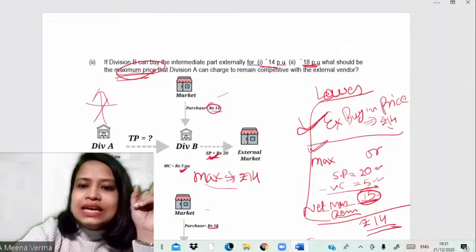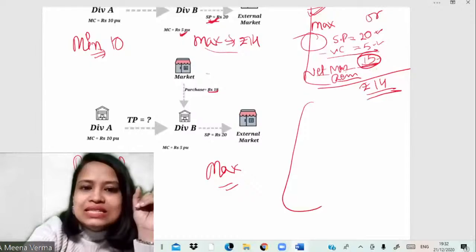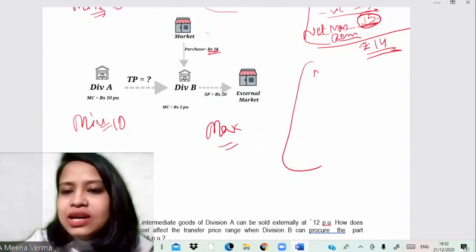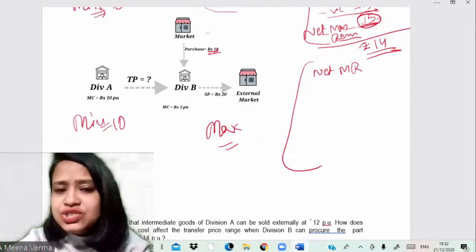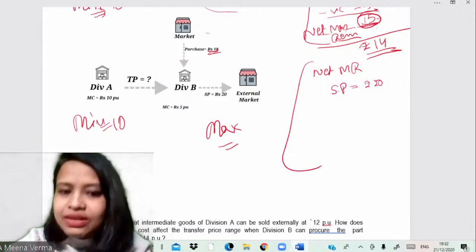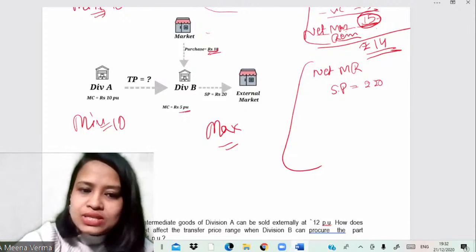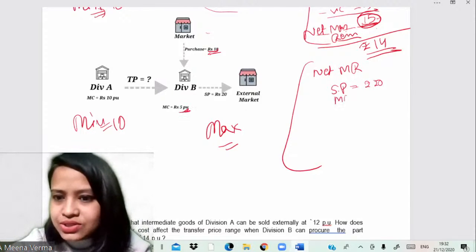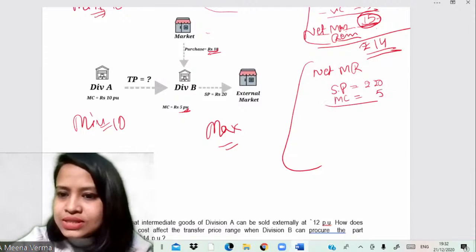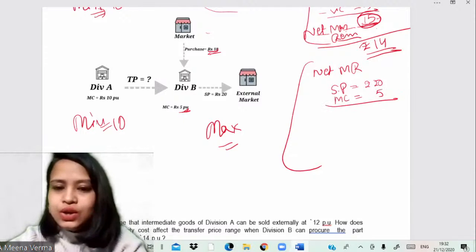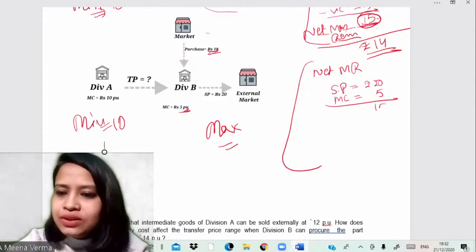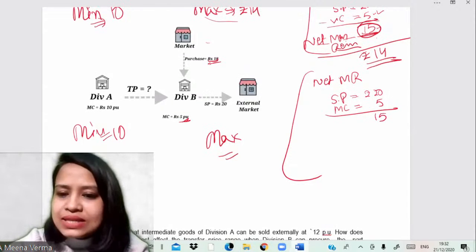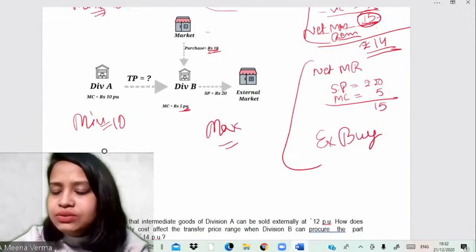In the second case, if the purchase price is rupees 18, you can first calculate the net marginal revenue. How can you calculate that? You will consider the selling price of the final product, which is rupees 20. Then you will consider the marginal cost, the further processing cost of division B, which is rupees 5. In this way, you will get the net marginal revenue, which is rupees 15. And the external buy-in price is what here?